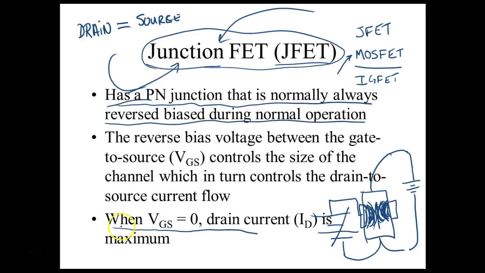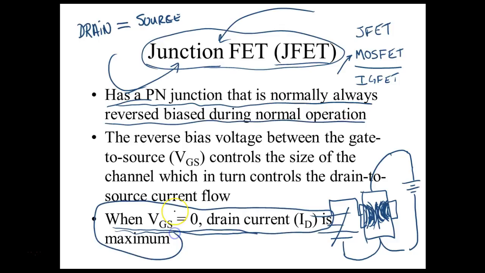Another point we need to understand is the transistor is turned on as hard as it will actually turn when the gate to source voltage is equal to 0. When the gate to source voltage is equal to 0, that's when the current in the JFET, the junction field effect transistor, will be maximum.